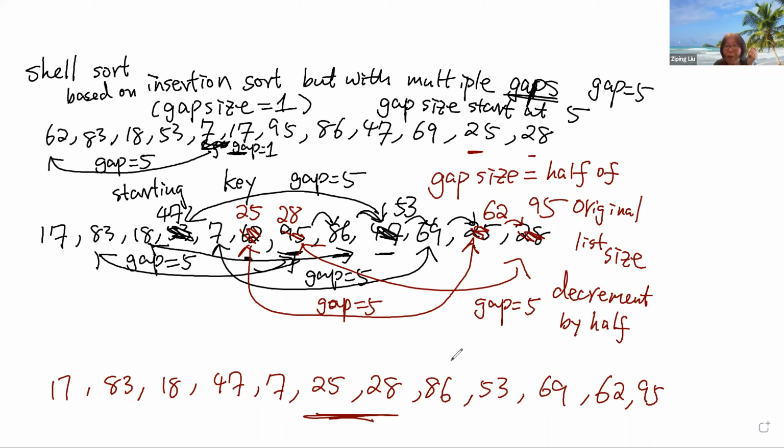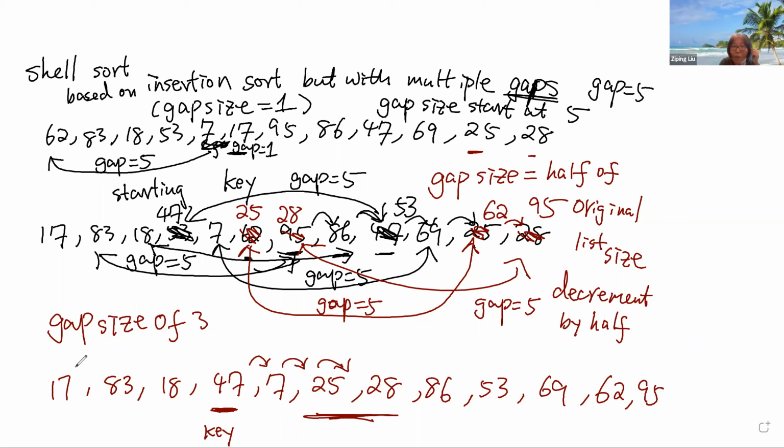By half. So the next round, you can pick a gap size of 3. So then this is going to be your current key, and the key is the starting one. Then you always keep moving, and you keep the gap size. This time it is 3, so you compare and do shifting every 3 now. So that's the second round.